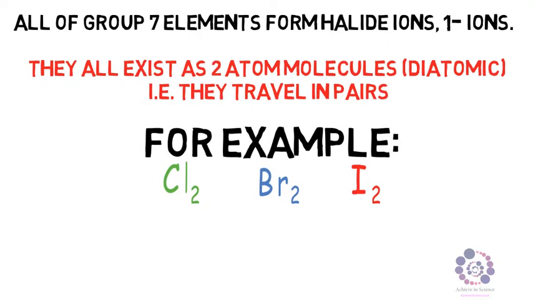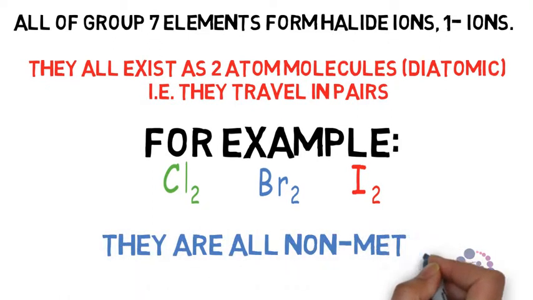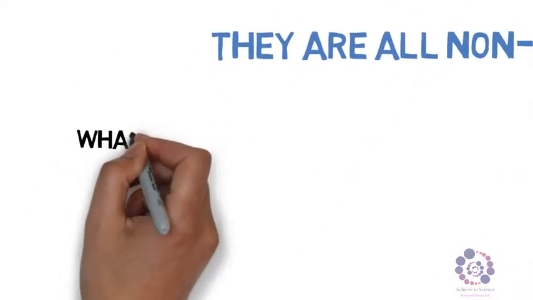Being on the right hand side of the periodic table, they are also referred to as being non-metals. So let's have a closer look at these elements then.